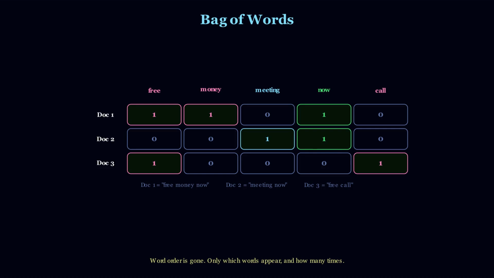It throws away word order completely. That is the bag part. Simple, fast, and still a strong baseline for spam and sentiment tasks. The catch, with a big vocabulary, most rows are almost entirely zeros. That sparsity costs memory. Scikit-learn's CountVectorizer builds this whole table for you automatically from raw sentences.